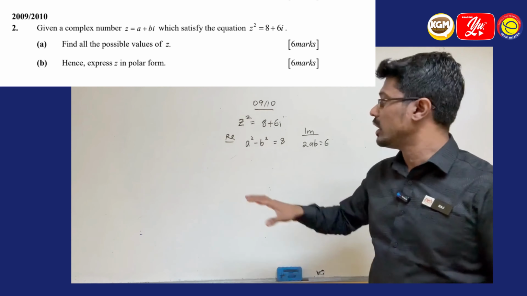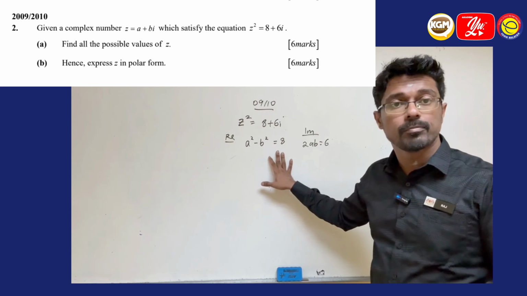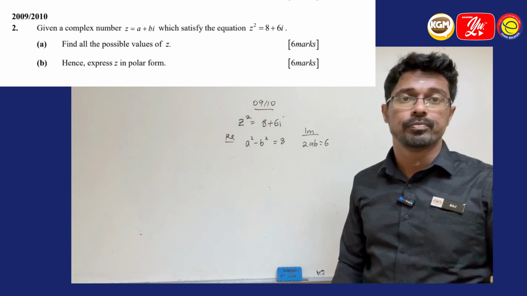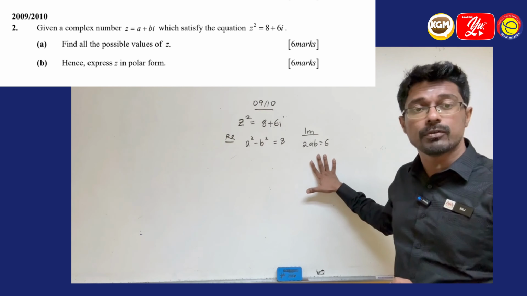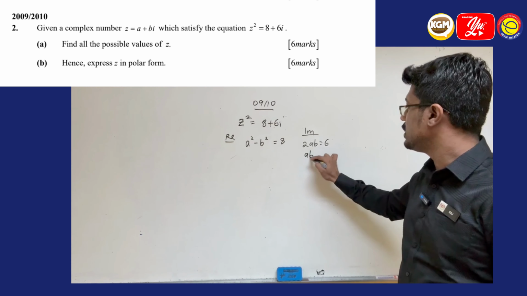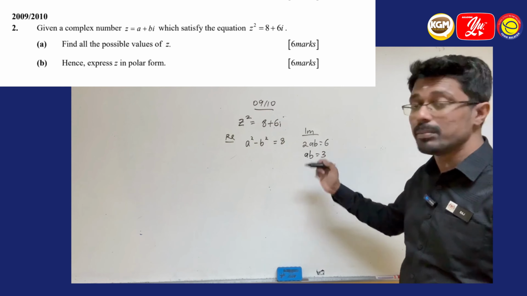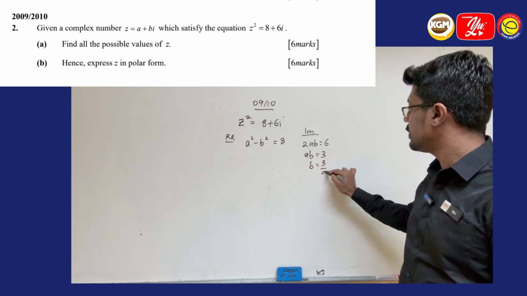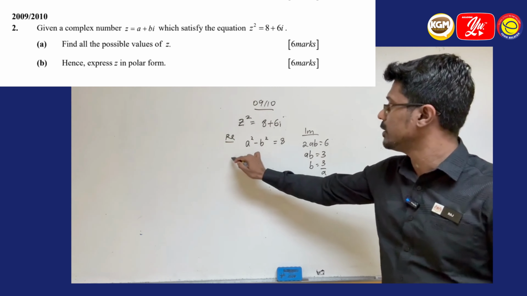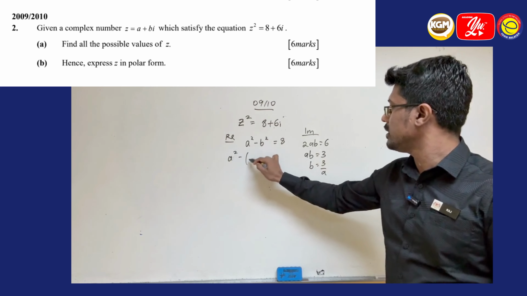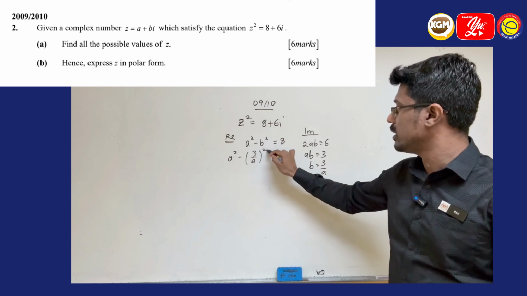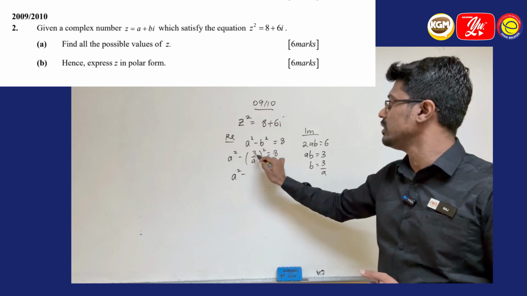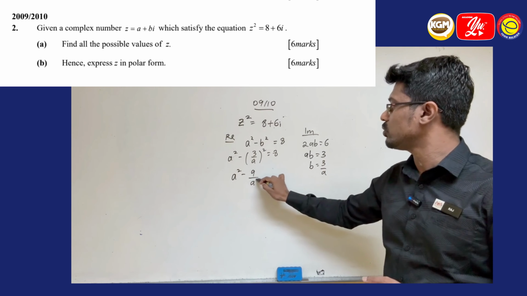If you see an equation like this, it is quadratic, so you must have either a or b only, that means only one variable. So look here, I can simplify. That's going to be ab equals 3. It doesn't matter whether it's a or b. So b is equal to 3 over a. Substitute here: a square minus (3 over a) square equals 8. By the law of indices, this is going to be 9 over a square equals 8.